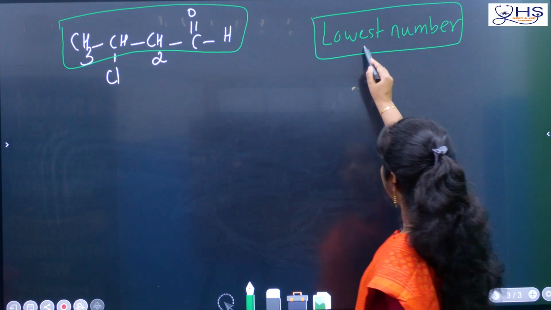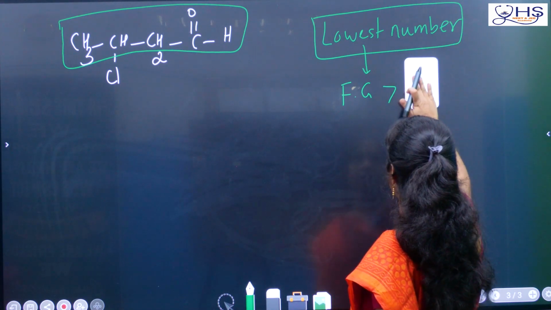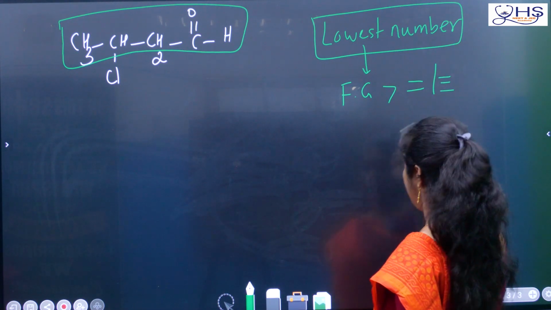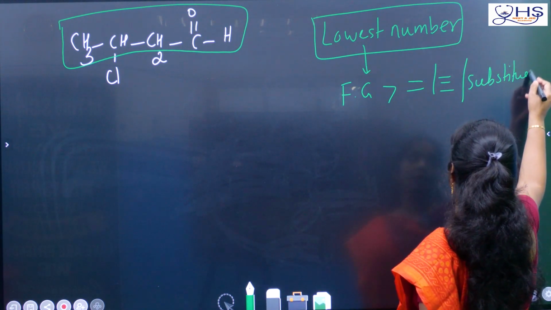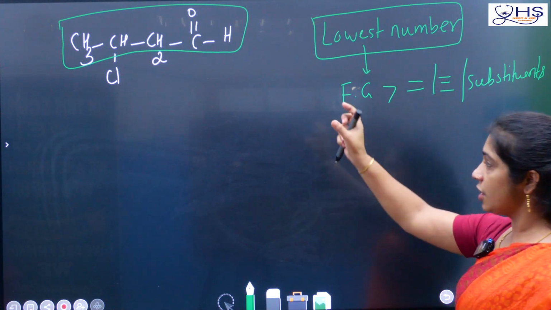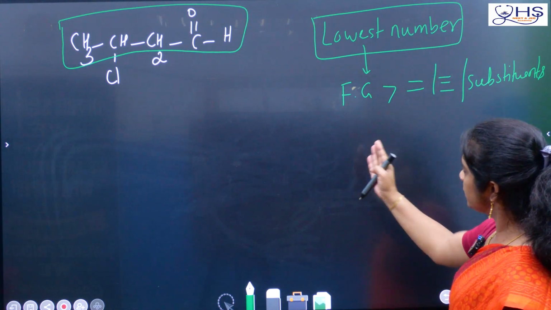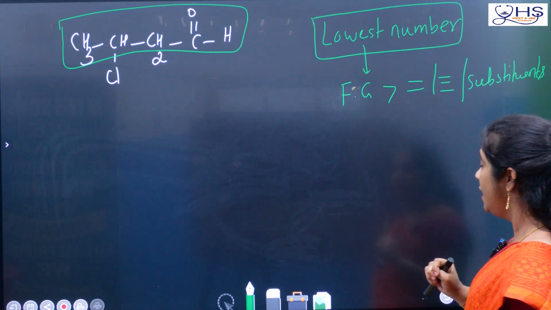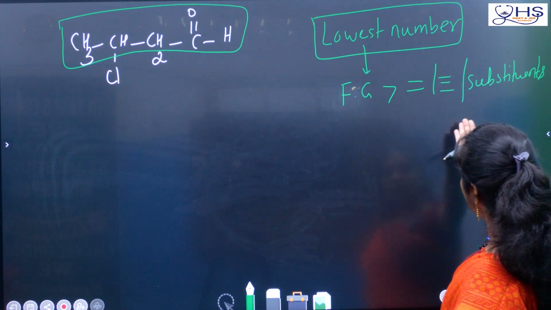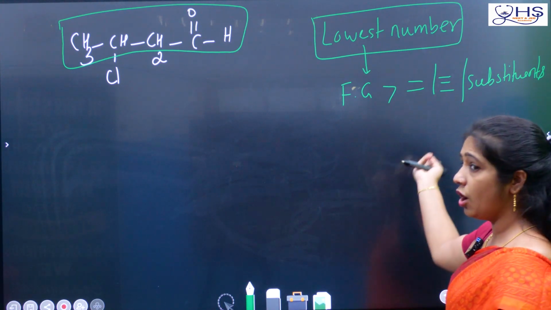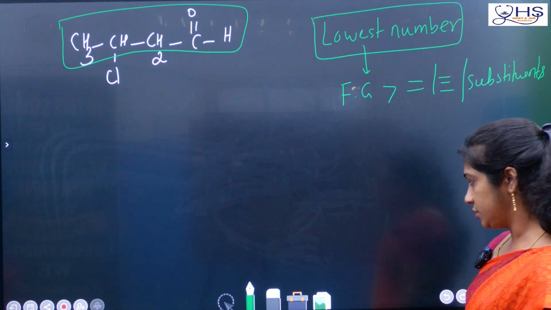So what is the lowest-number priority? Functional group first. Then double bond and triple bond. Then substituents. We have to try to give the lowest number according to this priority. If a compound contains a functional group, it should get the lowest number. If a functional group is not there, then check for double bond, triple bond, which should get the lowest possible number. If double bond, triple bond are also not there, or they get the same number from either side, then we try to give the lowest number to substituents.